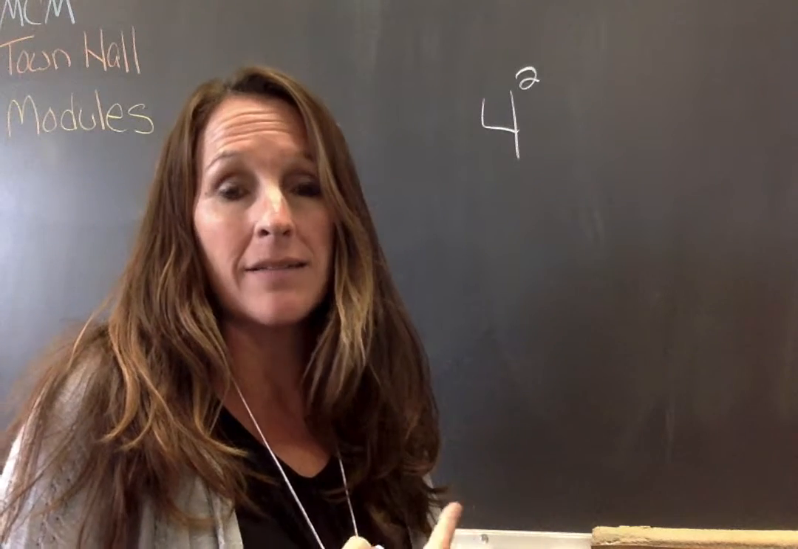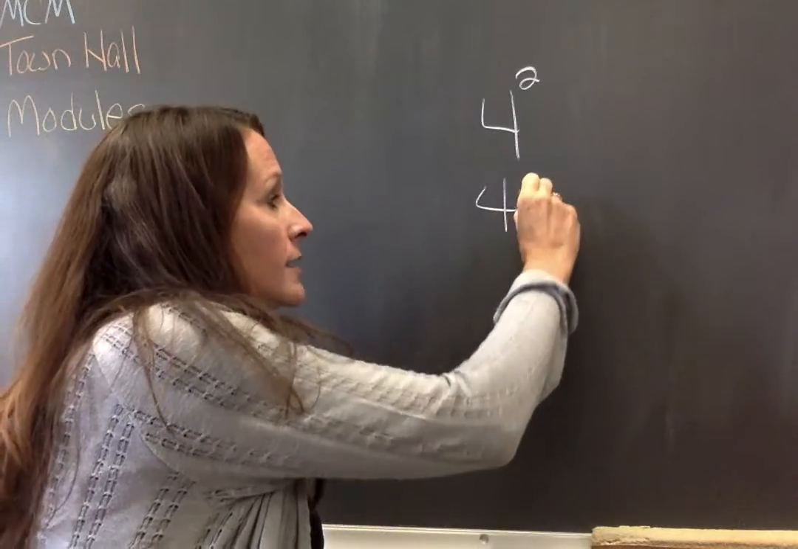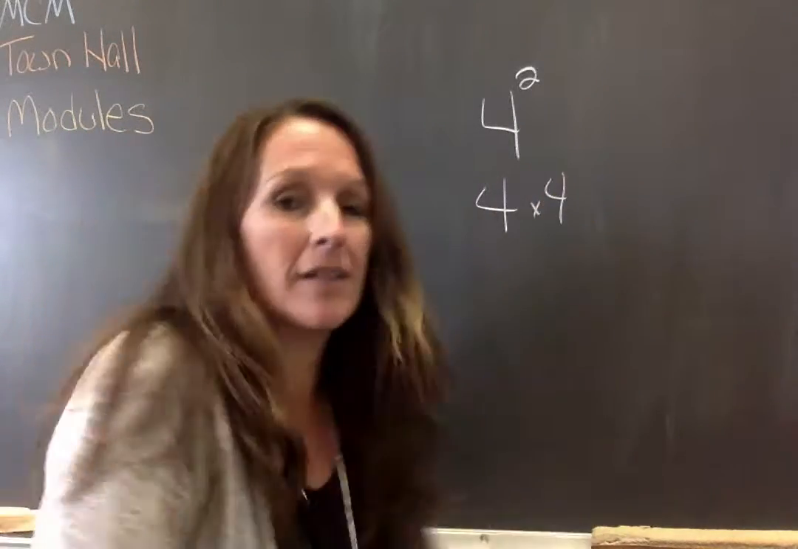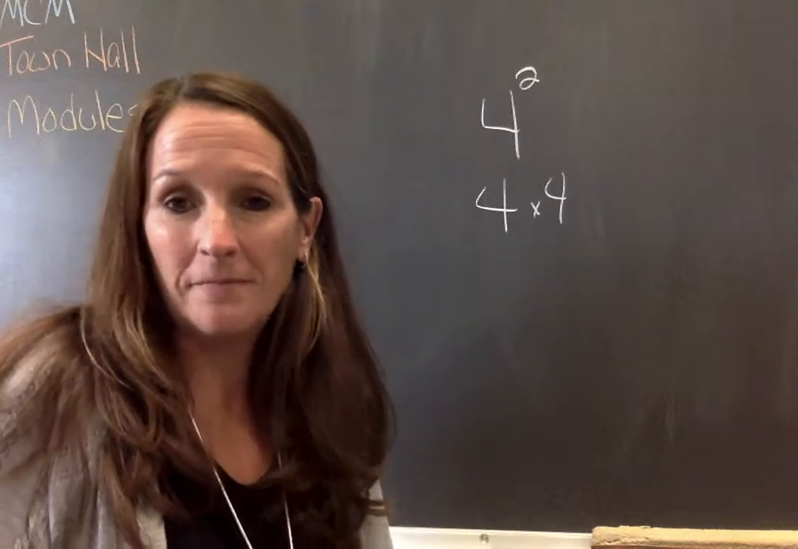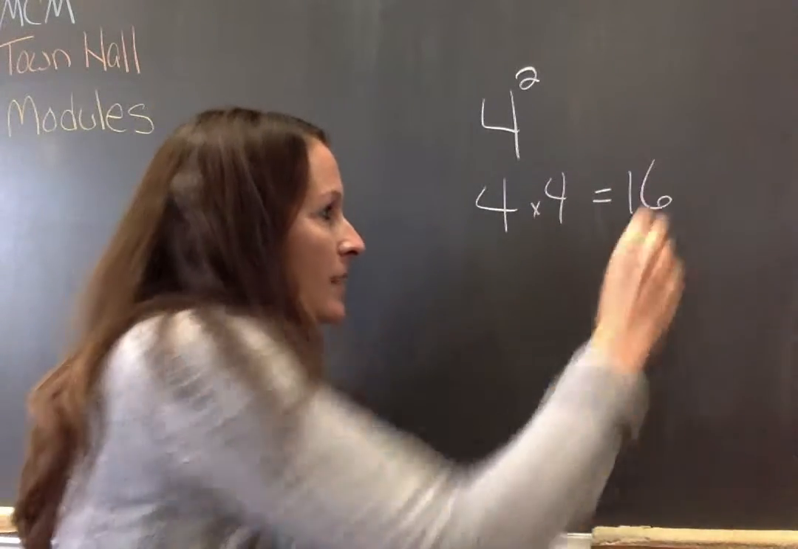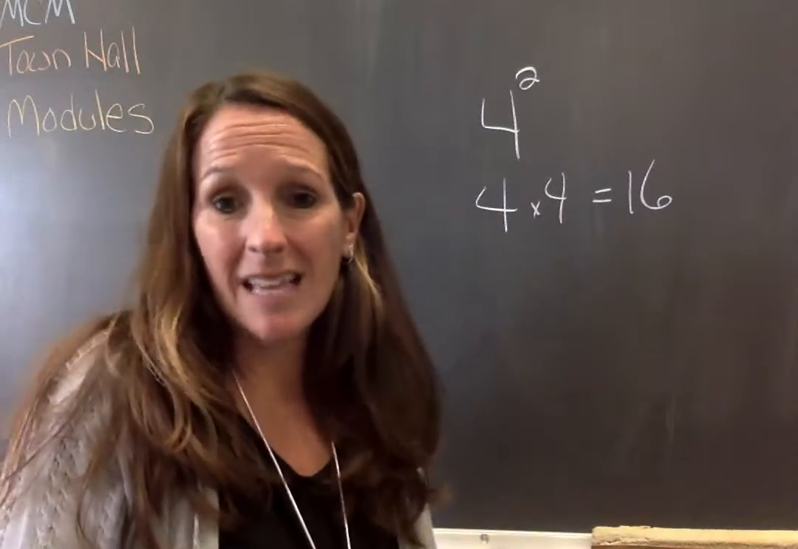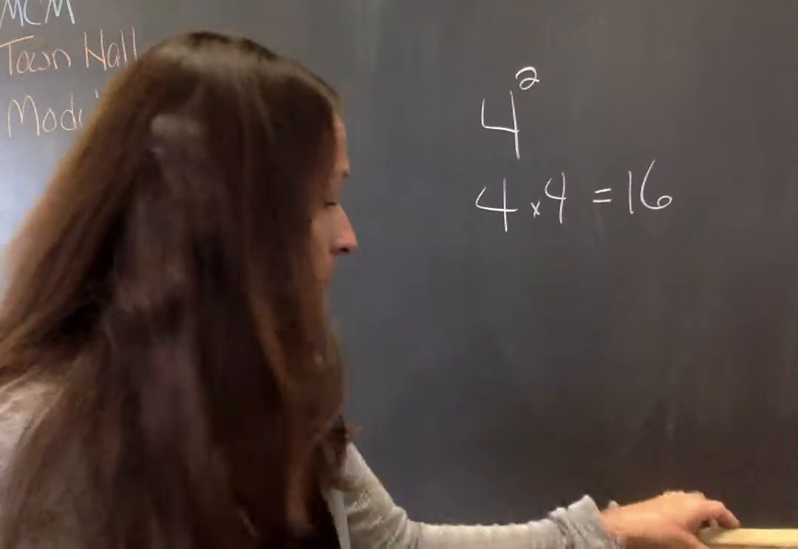So how I write this is with a multiplication problem. 4 times 4. So you see, I've got 4 2's there, right? 4 times 4 is what? 16. So 4 squared is the same as, or is equal to, 16. Let's try another.